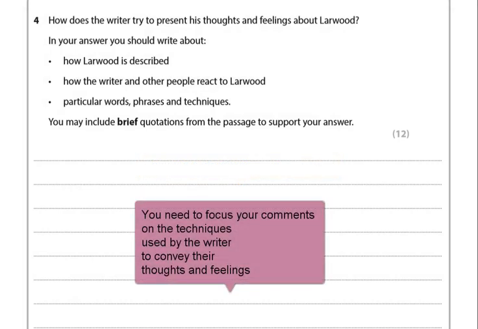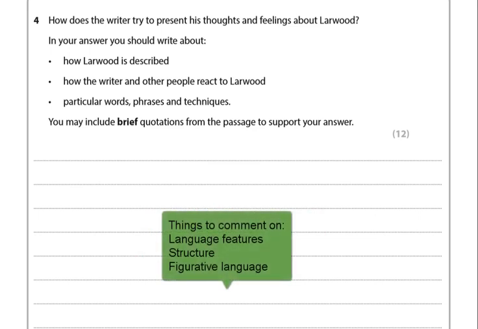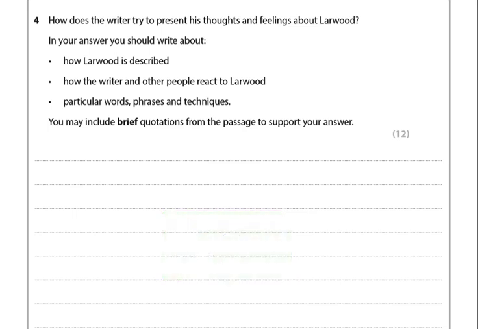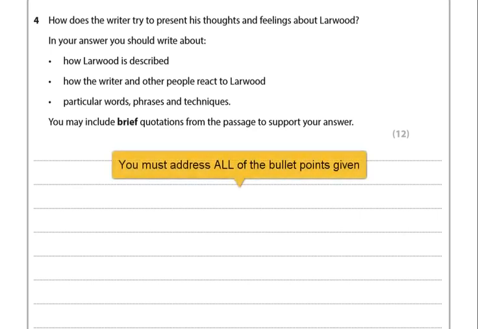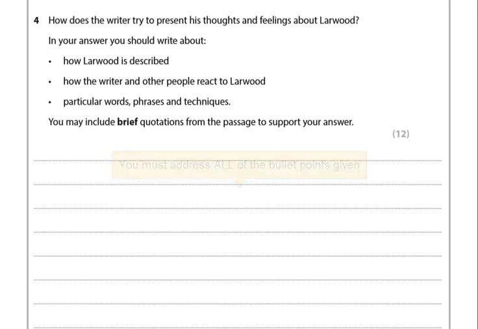The keyword "how" is directing you to look at the writer's techniques, so his use of language, his use of structure, any use of figurative devices, and typically it's thoughts and feelings. So it's a fairly open essay question exploring the way that the writer feels about the person he's writing about. As with the longer question on paper 2, you're given a series of bullet points to help you. So how Larwood is described, how the writer and other people react to Larwood, and then of course particular words, phrases and techniques. As with all of these bullet points, you are expected to cover them.